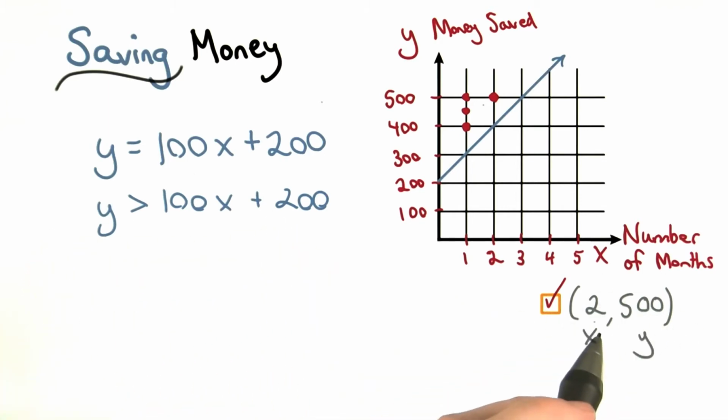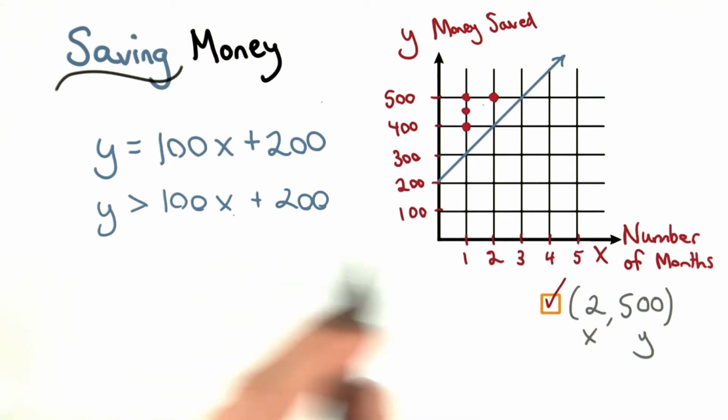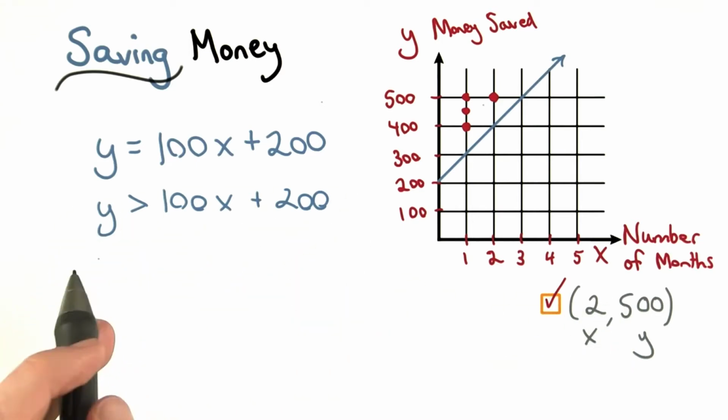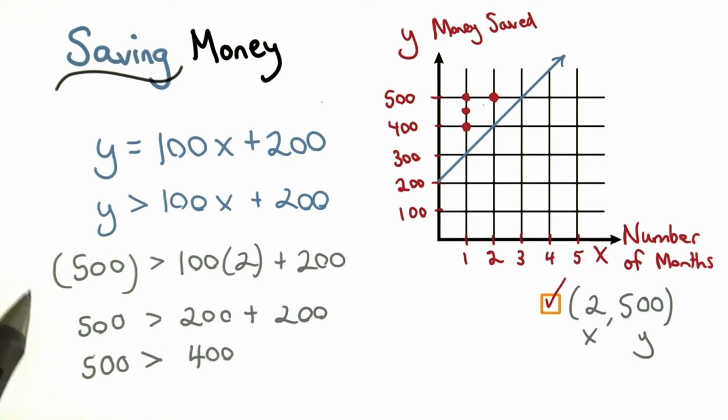For example, I can use this point and plug in 2 for x and 500 for y, and I should get a true statement. And when I do, I get 500 is greater than 400. So yes, this is true.